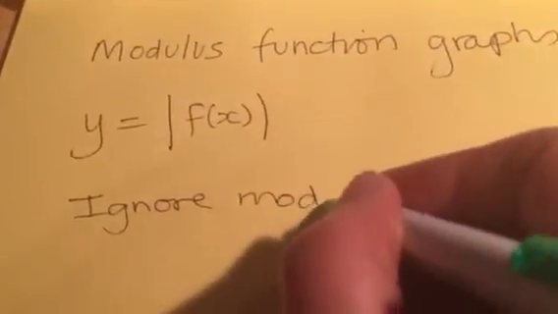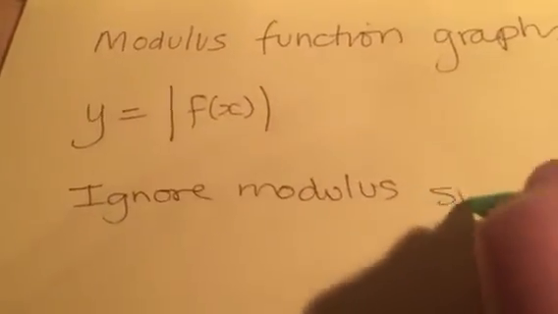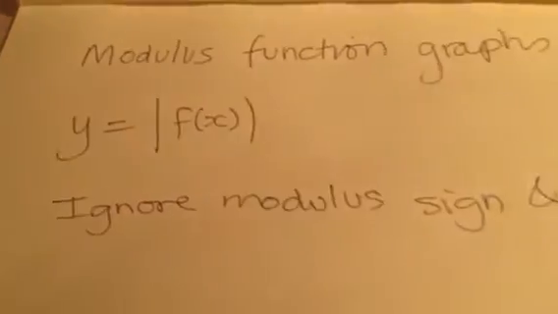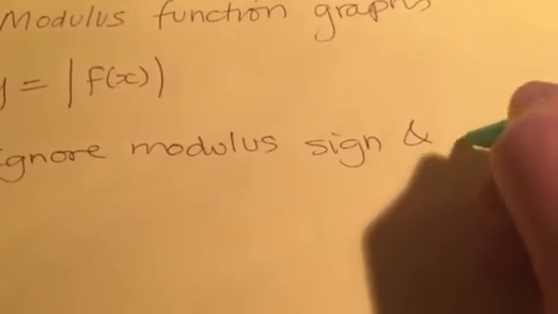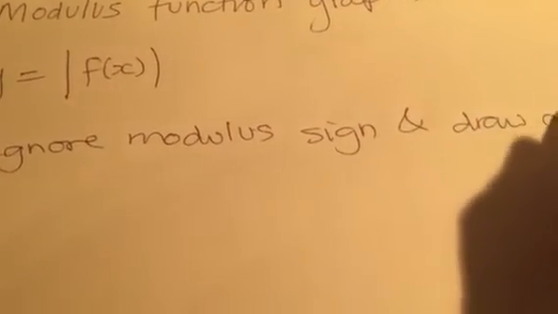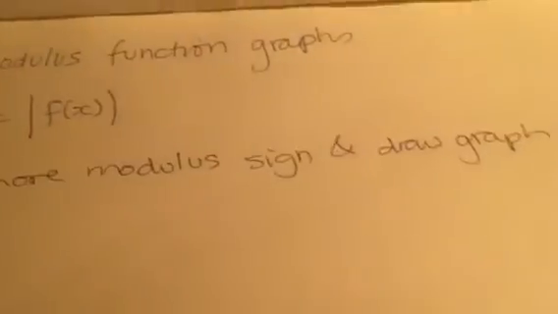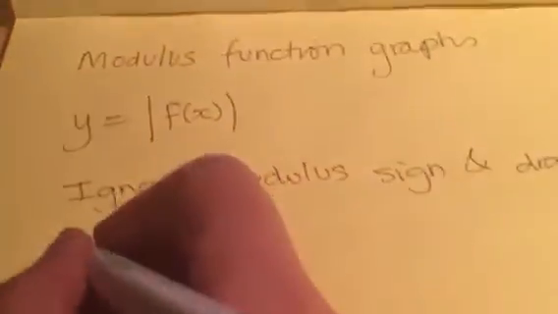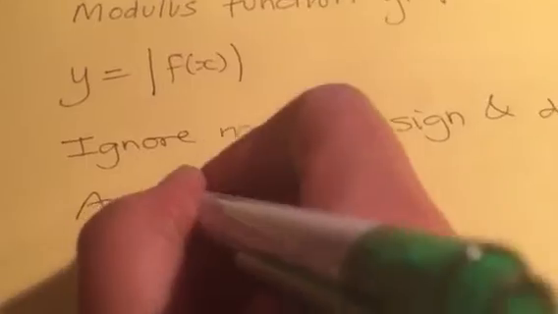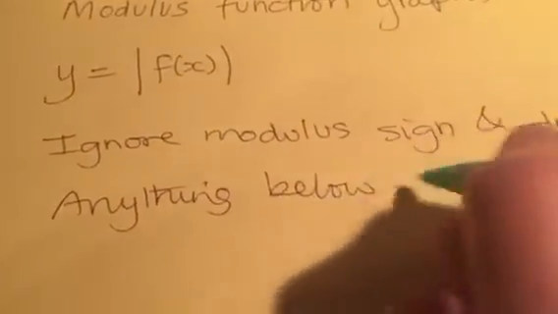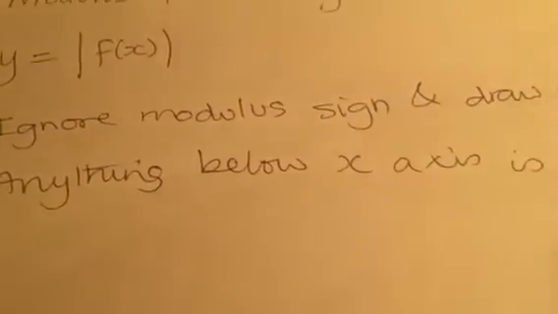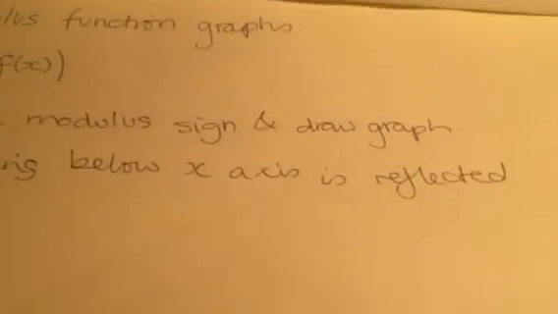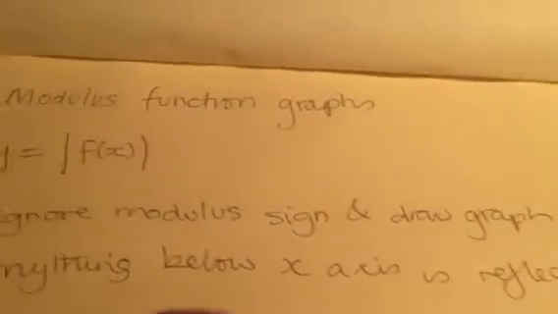So if it was a quadratic, you'd look at factorising it. If it was a cubic, it would cross in 3 different points on the x-axis. So you ignore the modulus sign and draw the graph. Then anything that is below the x-axis is reflected so that it becomes positive. So anything below the x-axis is reflected.